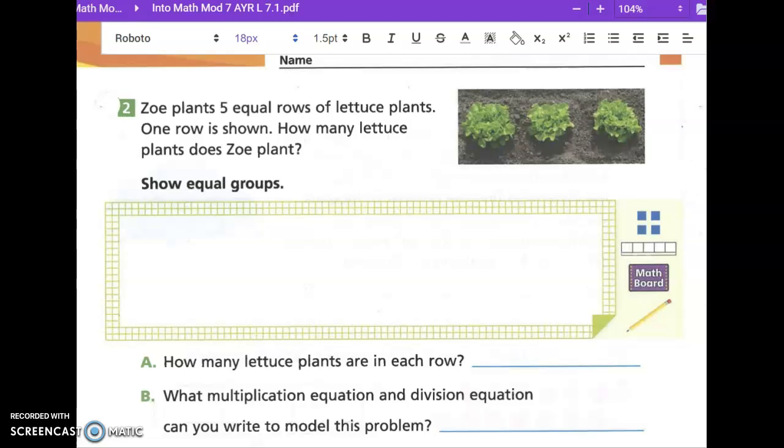How many lettuce plants? Look at the picture. How many lettuce plants are in each row? 3. So it says she plants 5 equal rows. So we're going to make a bar model again.